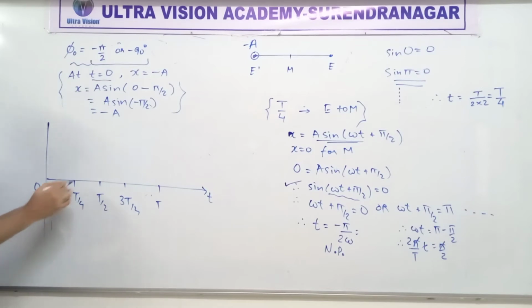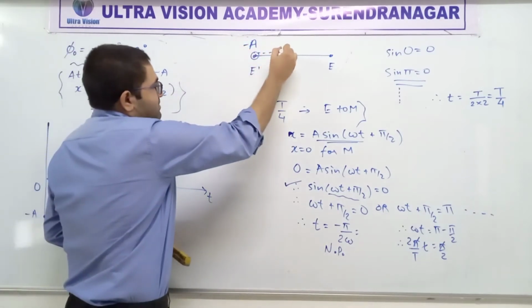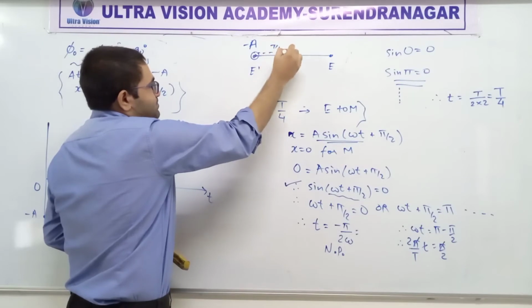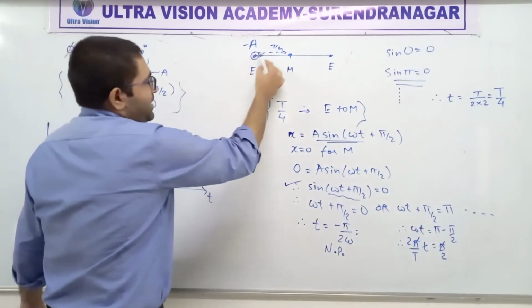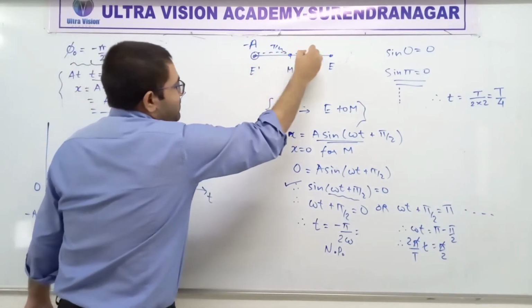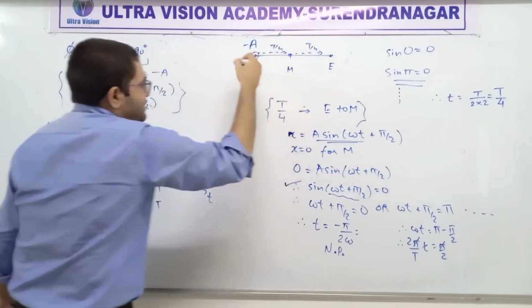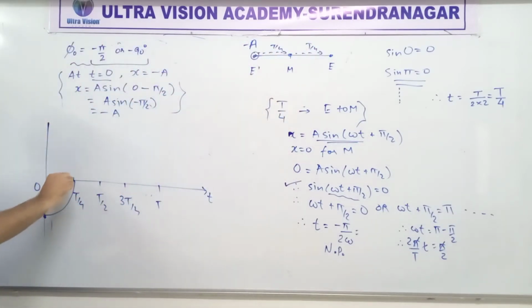Alright. Then in T by 4 time it will go from E to A. Is that clear? Okay? In T by 4 time it will go from E to A. Then in T by 4 time it will go from M to E. Okay. Understood or not clear so far? Right? Two parts of the graph clear?